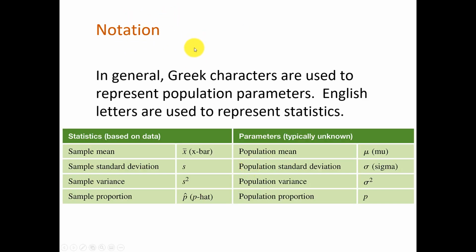And here's the notation. Parameters use Greek letters on this side, and English letters are used to represent statistics. So we've already talked about half of these. Sample mean, that's x bar. Sample standard deviation, that's just the normal s. While the population mean is mu, and the population standard deviation is sigma. And then the sample variance is s squared, and the population variance is sigma squared. And the sample proportion is p hat, and the population proportion is just the regular p.